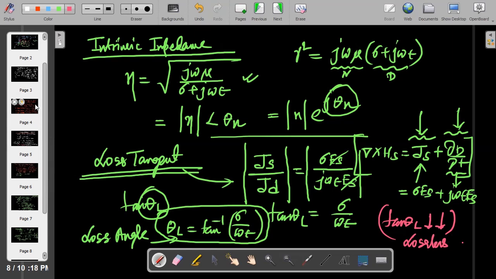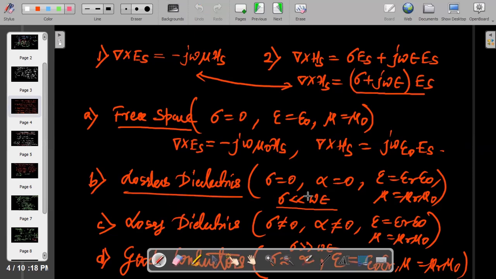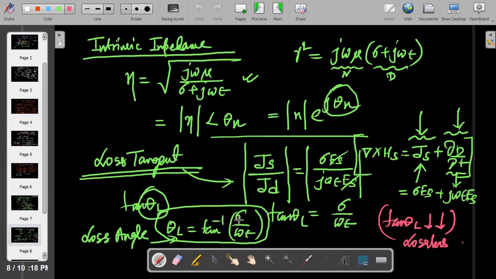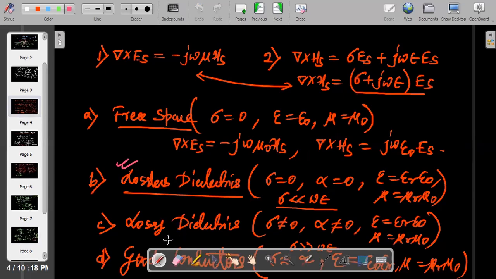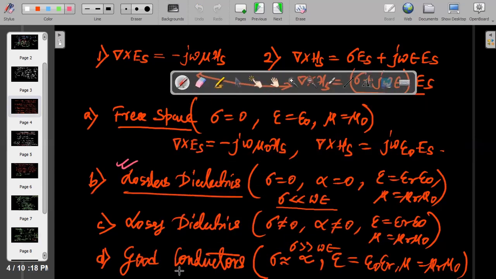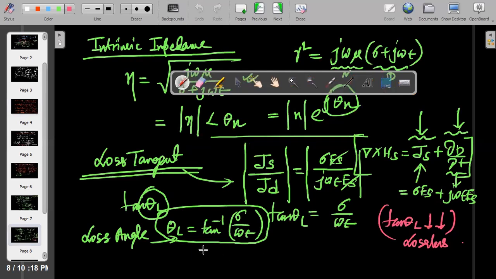Already you can see here, all of you please follow. Lossless, what are the conditions? Sigma is very, very less than omega into epsilon. Now you see this equation. Sigma is very, very less than omega into epsilon, so this angle will be very small. Yes or no? Now look at this equation. Good conductor is what? Sigma is very, very greater than omega into epsilon. So your loss angle will be what? If tan theta L is very, very high, it will be your good conductor.